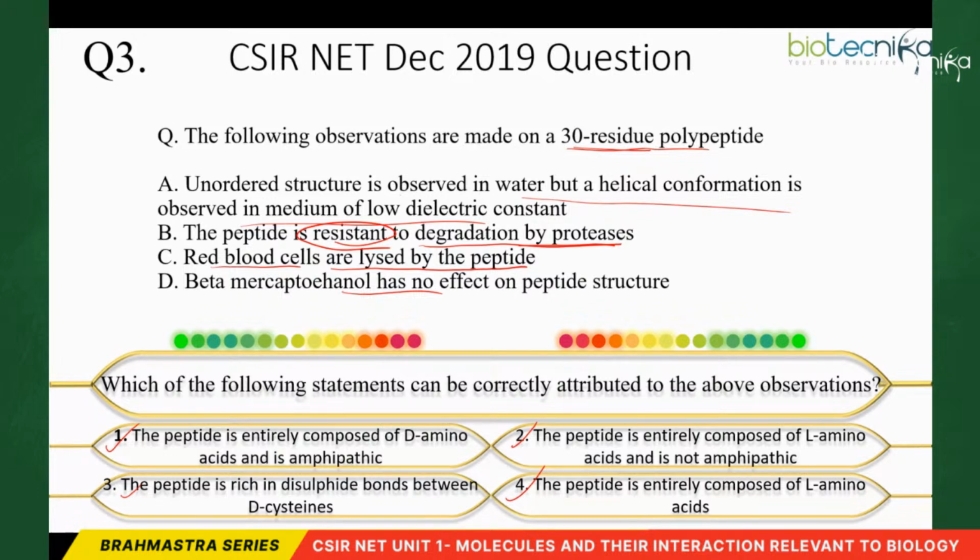Okay. So see here, generally we know that in proteins we have L amino acids, isn't it? And that is what has been coming through the evolution.